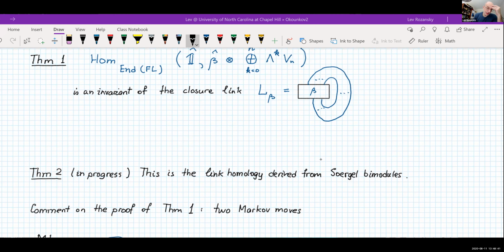This space, triply graded space, categorifies, which means its graded Euler characteristic matches, categorifies the HOMFLY-PT polynomial of the closure link.